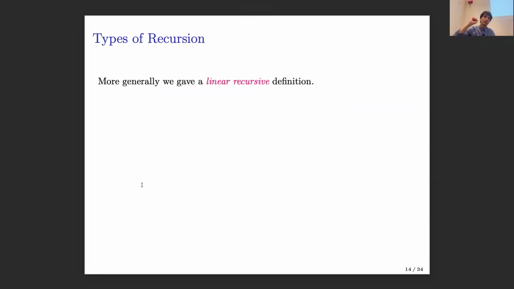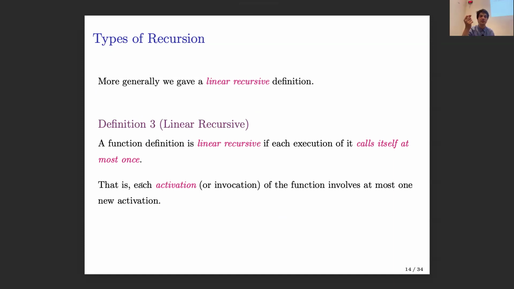More generally, what factorial was in this setting was called linear recursion. And linear recursion is defined as such. A function is linear recursive if every invocation of the function calls itself at most once. Actually, to be primitive recursive and linear recursive, it has to call itself either once or 0 times. Those are the only options here. So that is, each activation of the function invokes only one other activation. So this is why it's linear, right? We're just moving, right? This does this, does this, does this. So factorial is linear recursive.